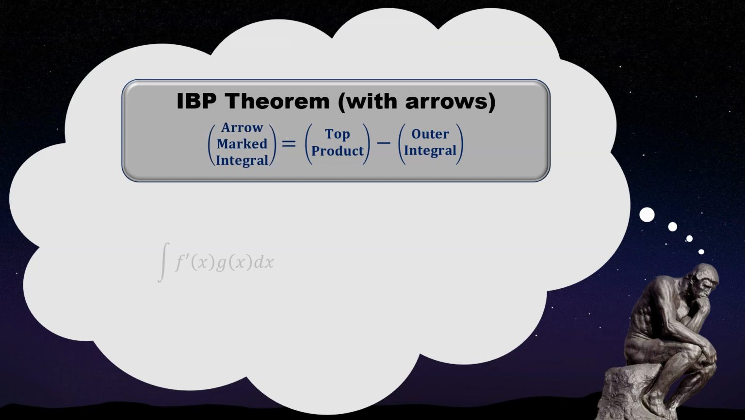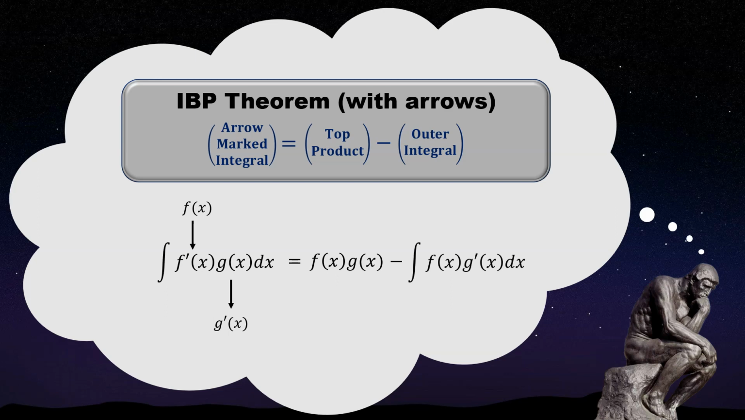This, of course, is the integral of a product of two functions. Instead of calling these functions f and g, as you might expect, I'm calling them f prime and g to remind us that although we're interested in the derivative of one of them, we're interested in the antiderivative of the other. Anyway, now we have our symbolic representation of a general arrow-marked integral. The theorem claims that it is equal to its top product, which according to the symbols we're using will be f of x g of x, minus its outer integral, which is the integral of f of x g prime of x.